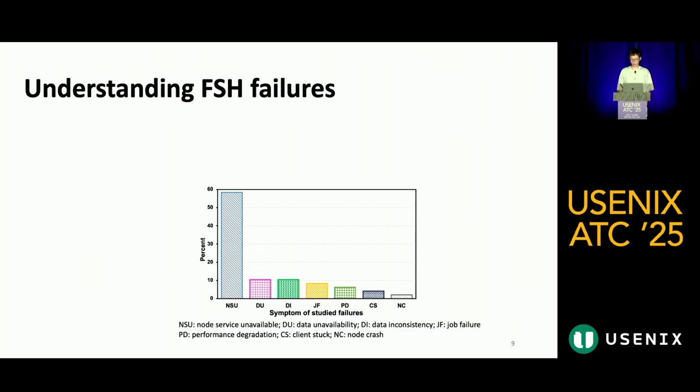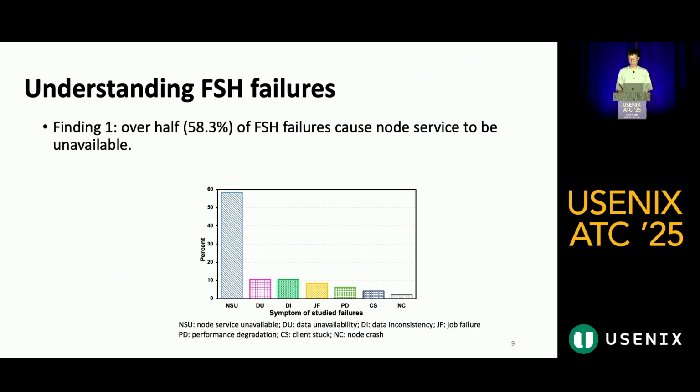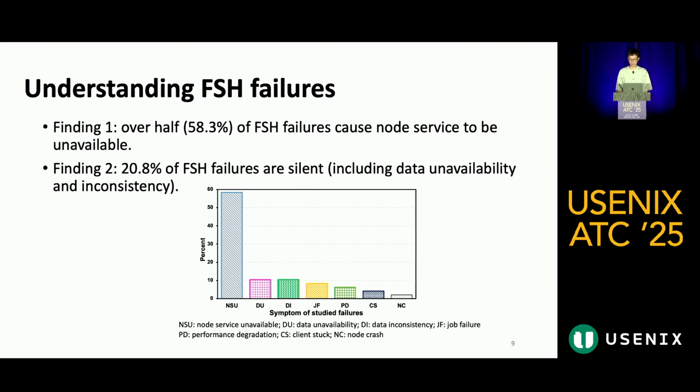This figure shows the symptoms of the studied failures. We can find that over half of the FSH failures cause no service unavailability, which means fail-slow hardware causes some functionality or even a node to be stuck. The second finding is that about 20% of FSH failures are silent. Detecting these failures requires the specification of a cloud system.